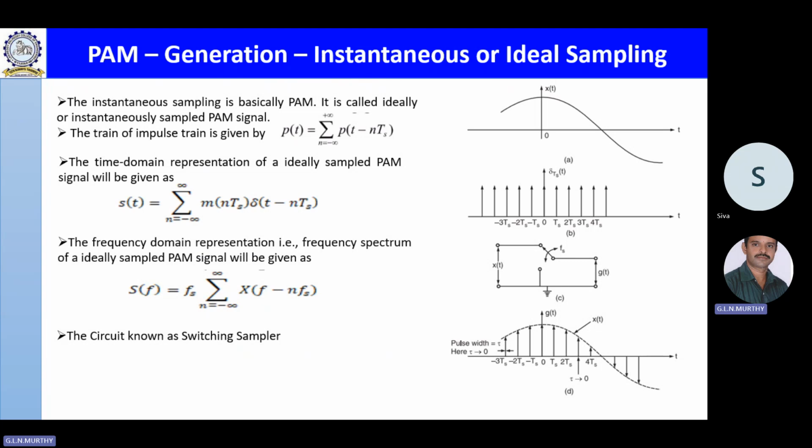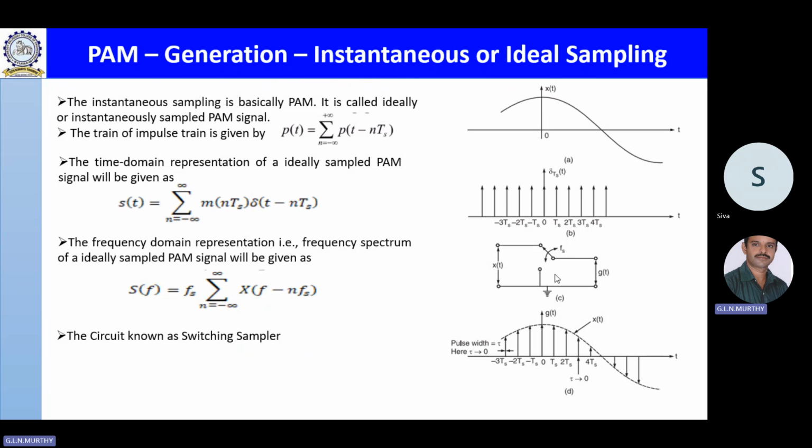What is the meaning of instantaneous? We are going to multiply the message signal with a periodic sequence of impulses. I want to convert a continuous time to discrete time. How to do mathematically? Mathematically, I have to multiply this continuous time signal with a sequence of impulses. From the sampling property of impulse function, we know if you multiply any signal with impulse function, the outcome will be value of the signal at the time instant only.